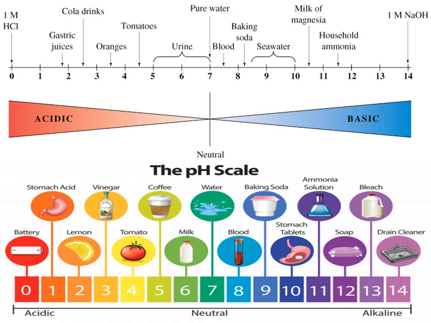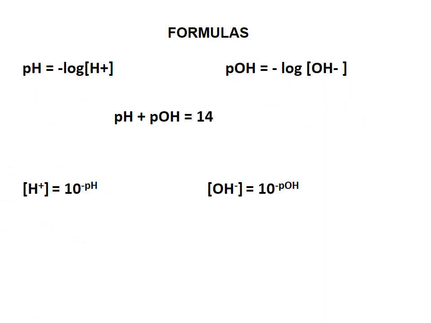So now we're going to talk about the pH scale in a bit more detail and do some calculations related to the pH scale. These are the main formulas that you're expected to know. To calculate pH, you use the log button on your calculator. You do the negative log of the concentration of H+. To calculate pOH, which is a measure of the hydroxide ions, you do the negative log of the concentration of OH-.